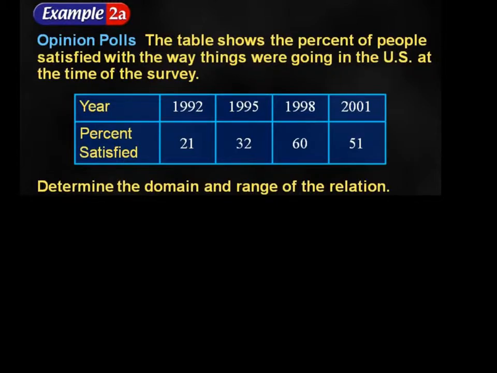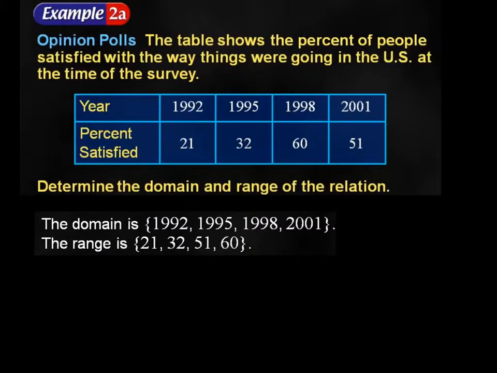The table shows the percent of people satisfied with the way things were going in the U.S. at the time of the survey. 1992, we had 21%. Ooh, 32%. Wow, 1998 was a good year, 60%. 2001, 51%. They ask us to find the domain and range. Domain is usually our independent variable, which time is always independent. So there's our years, and the range is the dependent variable, so there's our y values.